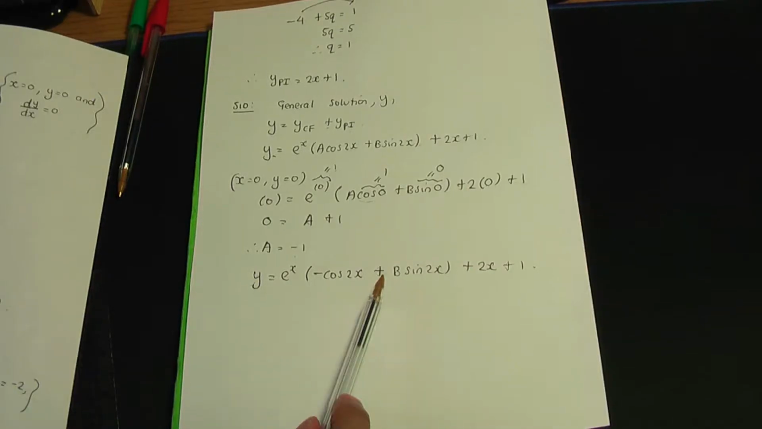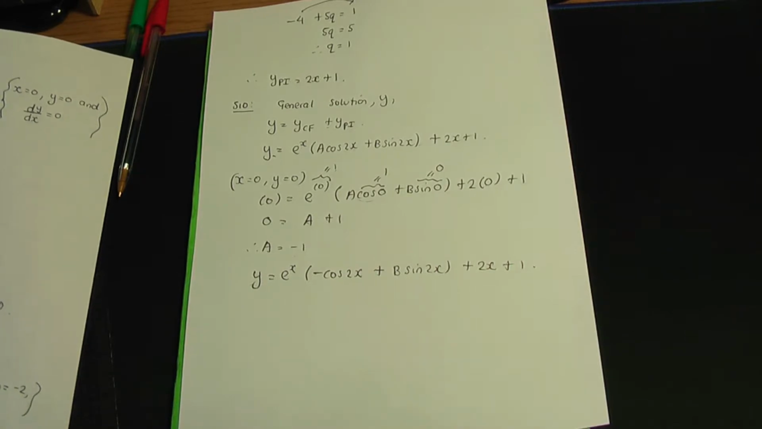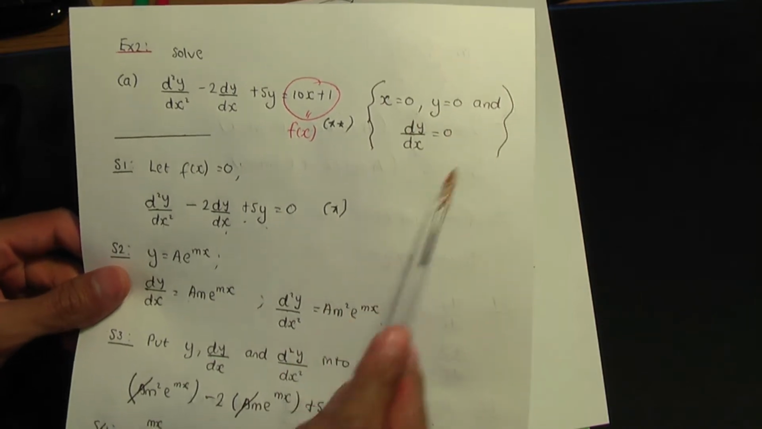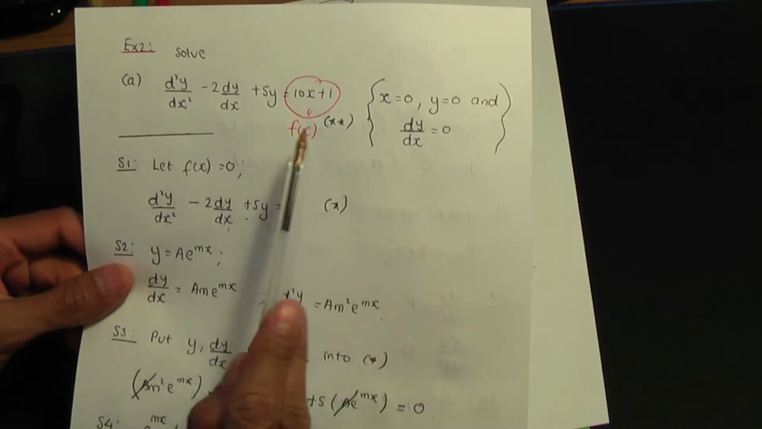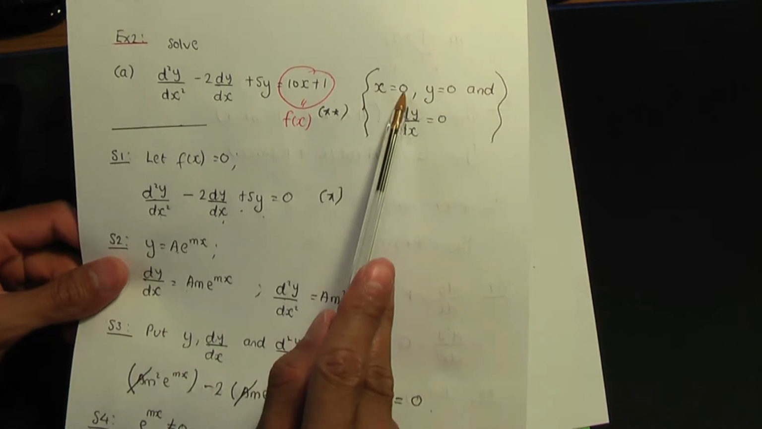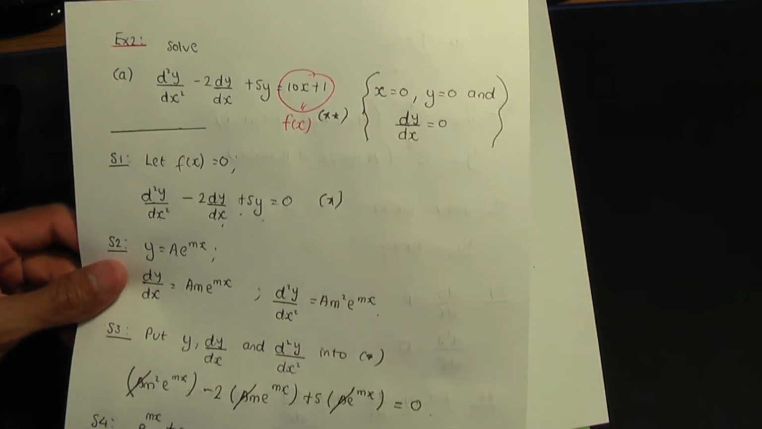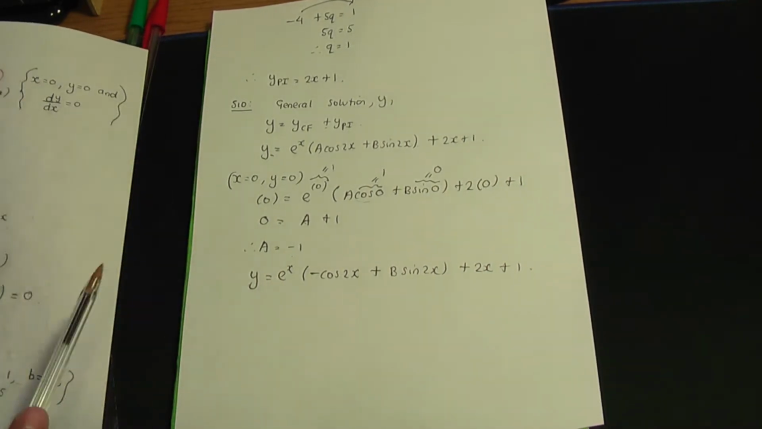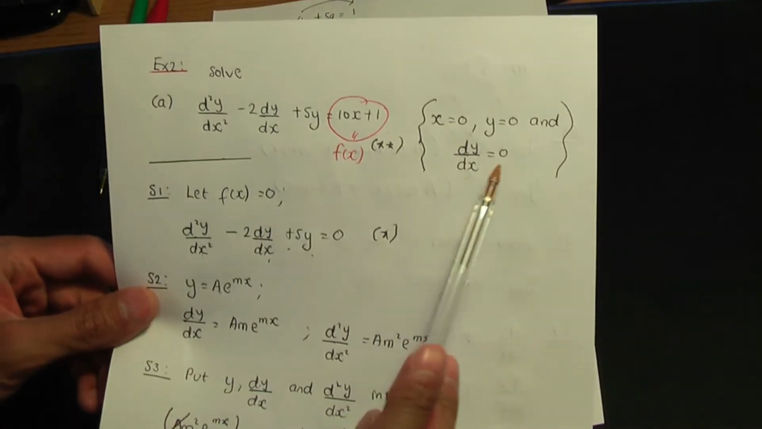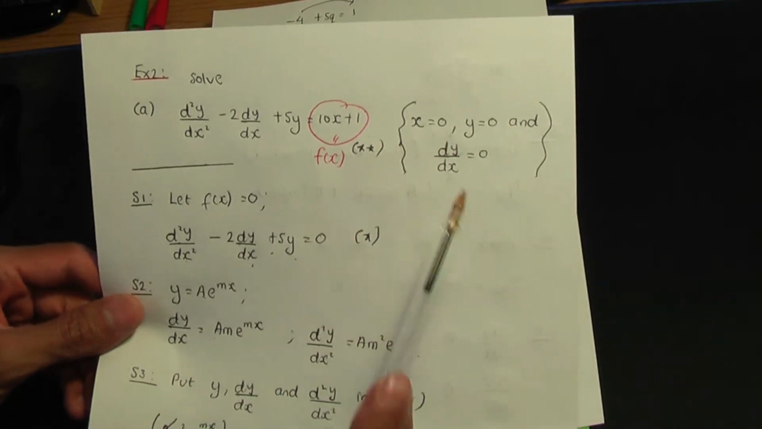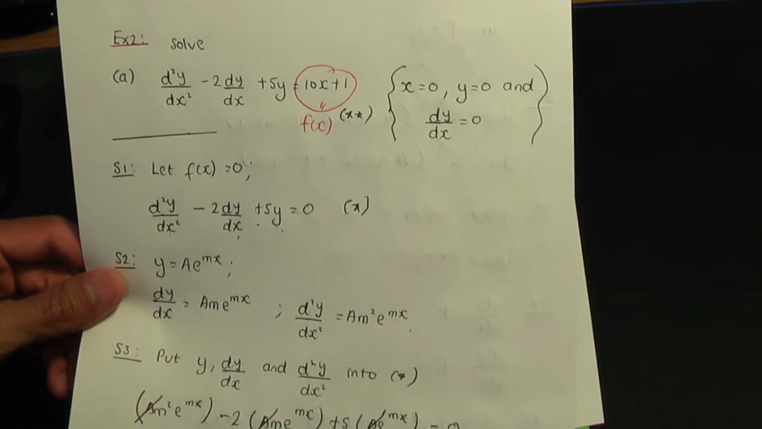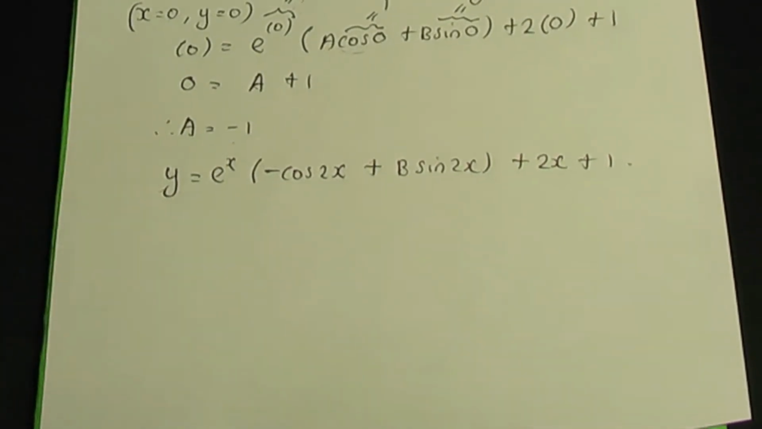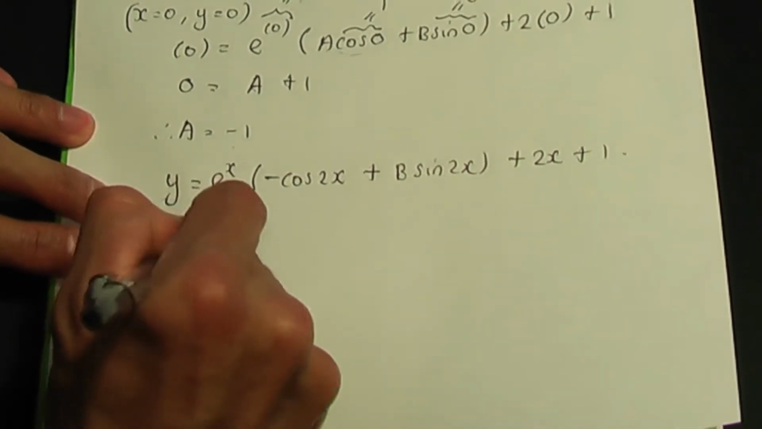Now we need to work out the value of the remaining constant, which is b, and that is where these conditions come into play. So we need to use the condition that when x is 0, dy by dx is 0. In order to use this result, we need to work out dy by dx. So if we come back to what we have here, let's work out dy over dx carefully.